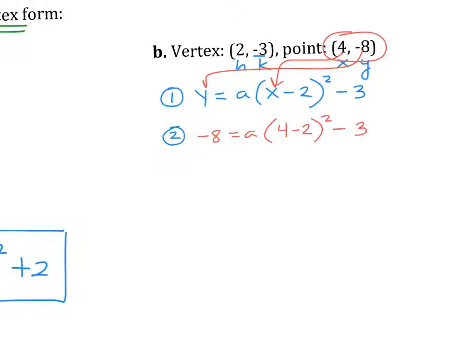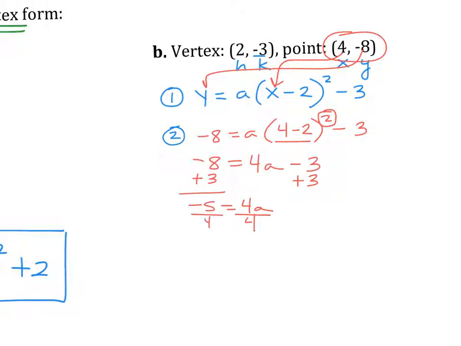Now simplify. PEMDAS, people, right? Follow PEMDAS. In the parentheses first, 4 minus 2 is 2. Then your exponent, 2 squared is 4. Oh, look, we got a 4 again. 4a minus 3 equals negative 8. Add the 3. So negative 5 equals 4a. Divide by 4. So a is negative 5 over 4.